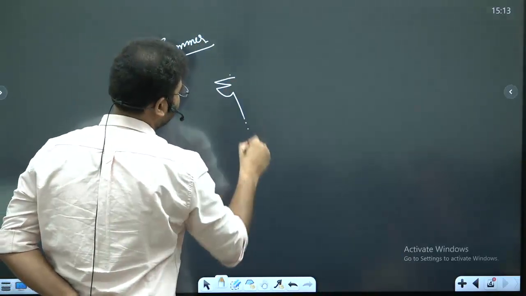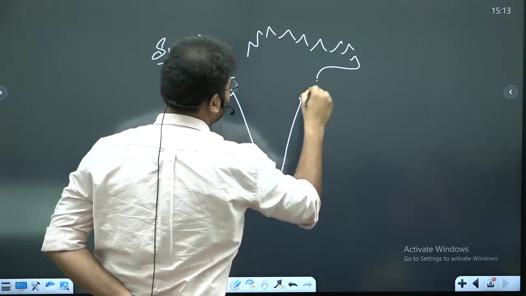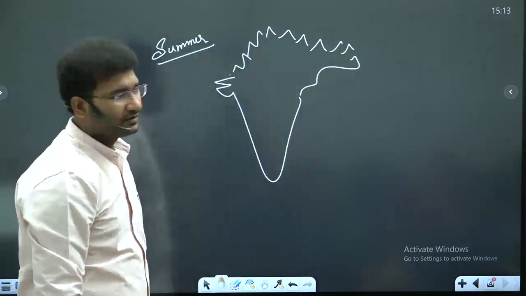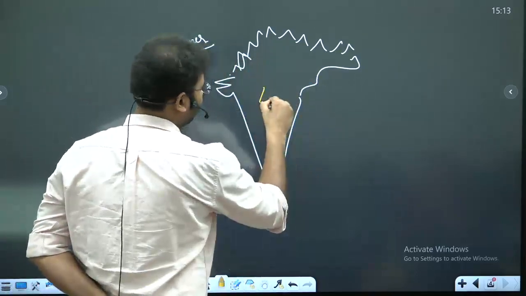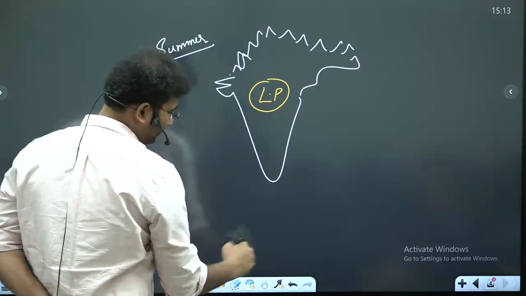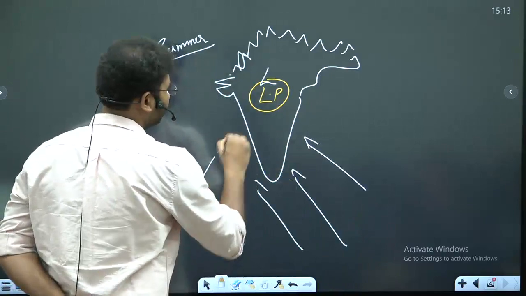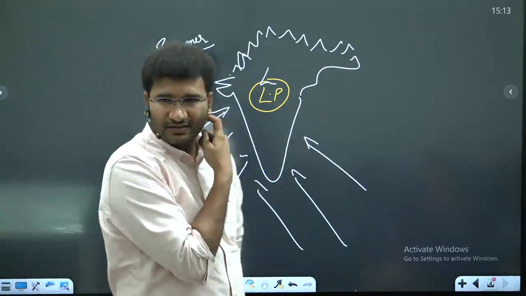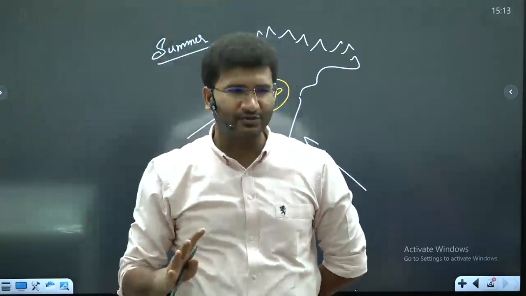If this is your India, imagine this is your India. Summertime, this will be acting as a low pressure system. This low pressure system tends to attract the winds from every direction. This is what we thought, but this was in the 1800s, 1700s. This is what we used to think.